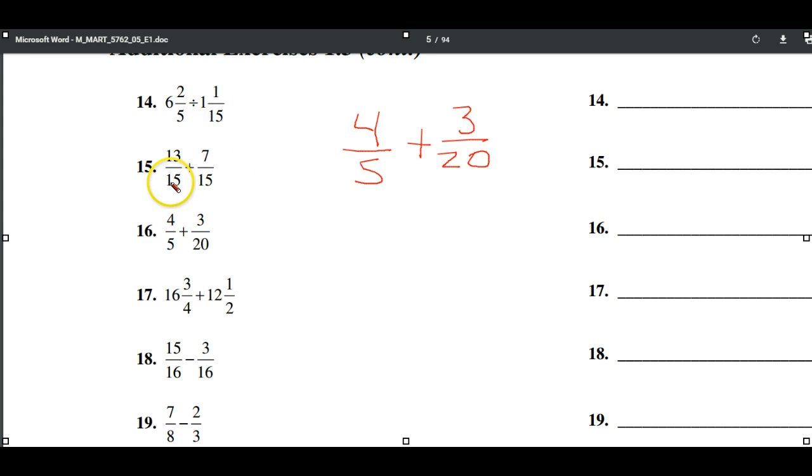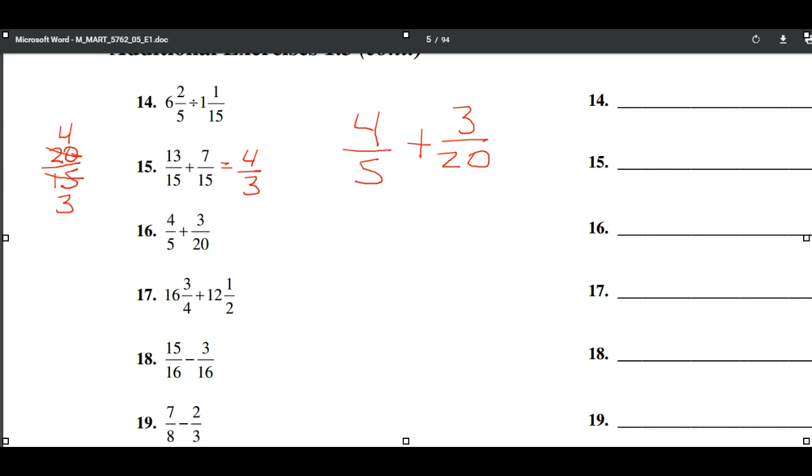For this one, since the denominators are the same, you just add your numerators, and this will give you 20 over 15. But you need to simplify that. You can take a 5 out of each one. 5 out of there is 3, 5 out of there is 4. So this becomes 4/3. And you can usually leave it in this form as long as it's simplified. But I've written this one out.